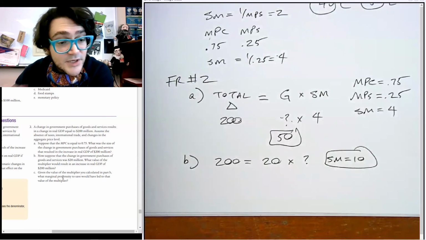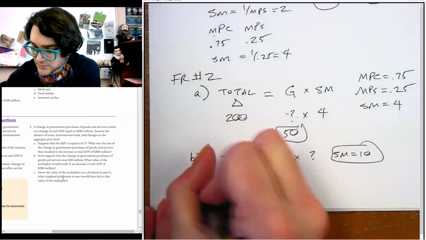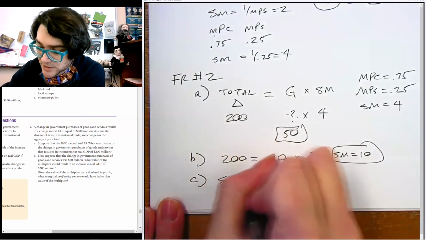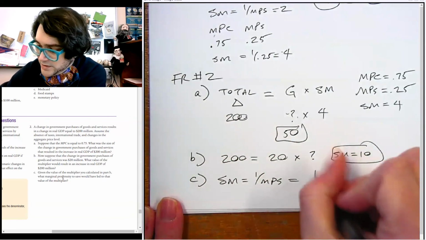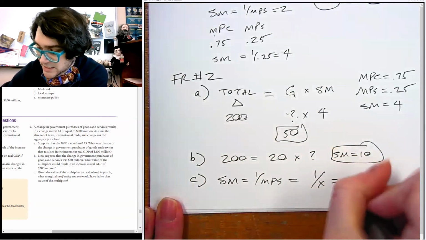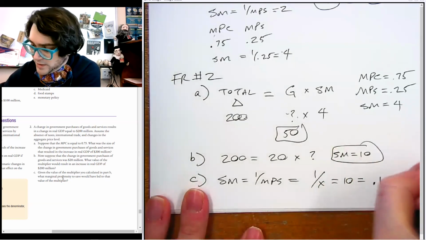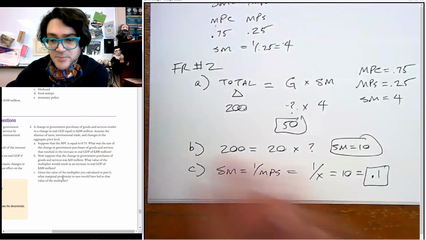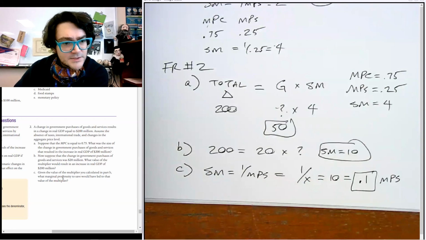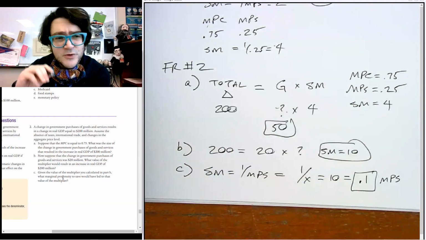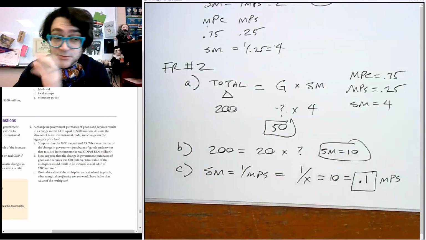C, given the value of the multiplier you calculated in B, what's the marginal propensity to save that would have led to that value? So again, we're just working backwards. If we know the spending multiplier is 1 over the MPS, then it's 1 over X equals 10. And so 0.1 is the right answer there. So the MPS is 0.1 in this case. Marginal propensity to save, right? So be very careful, because sometimes they'll ask what's the marginal propensity to consume, in which case 0.1 would be wrong, right? So be careful with these.